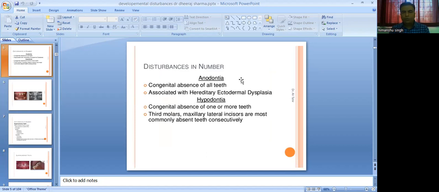Disturbance in the number. First is anodontia. It is the term used for the congenital absence of teeth, and is also associated with hereditary ectodermal dysplasia. Then we have another term which is called hypodontia, the congenital absence of one or more teeth. Third molars and maxillary lateral incisors are the most commonly missing teeth.